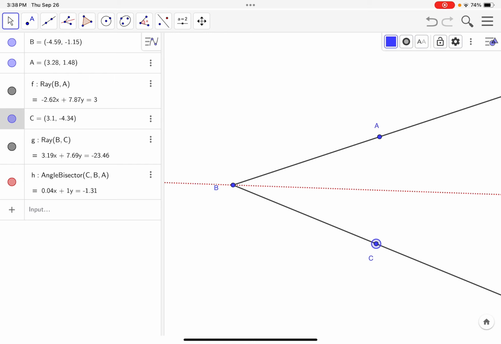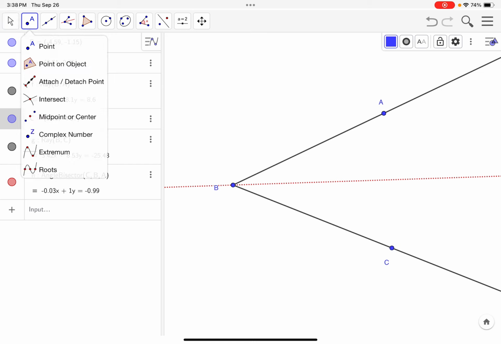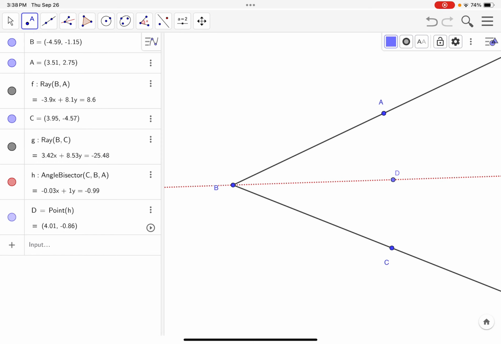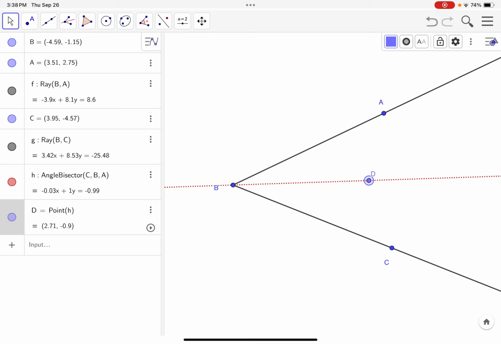But according to the book, if you're on the angle bisector, then you're equidistant from the sides of the angle. So I guess what that means is that if I pick a point, let's just put a point here on the angle bisector, let's call it point D, then that point D, which I can move around, is equidistant from the sides of the angle.